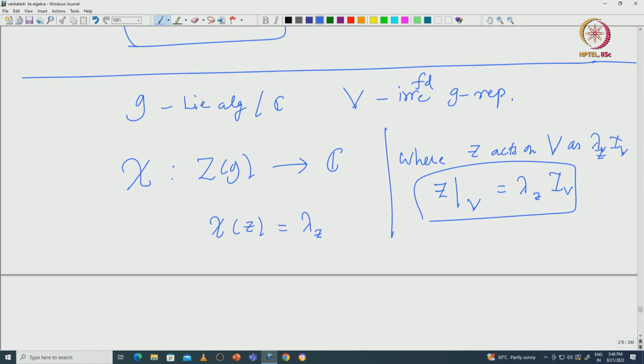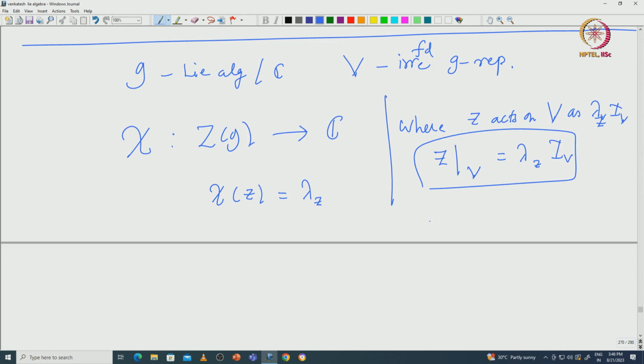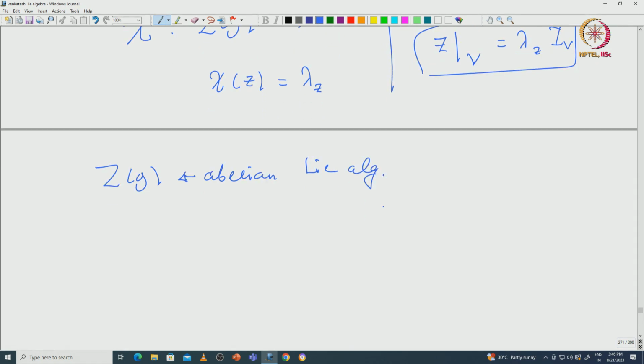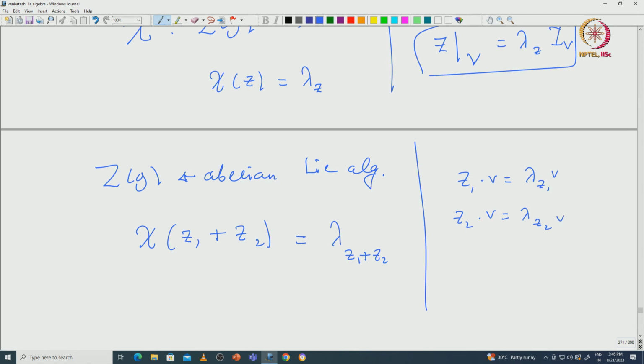So, now it is not hard to see that this actually gives a linear map. Okay. So, I will leave it to you to check. So, z of G is an abelian Lie algebra. Okay. So, this map chi one can easily check is a linear map. So, let me check. If you take chi of z1 plus z2, this is given by lambda of z1 plus z2. If you think about it, z1 v is given by lambda z1 times v. Similarly, z2 v is given by lambda z2 v. So, if you take z1 plus z2 and act it on v, you get lambda z1 plus lambda z2 acting on v. So, this is true for any v in V.